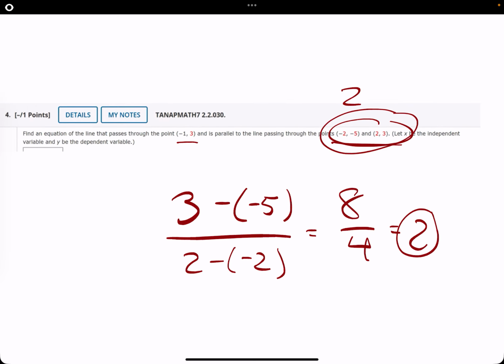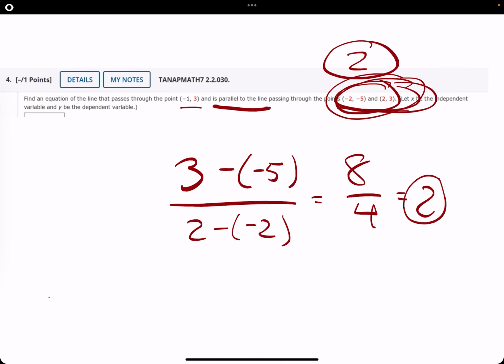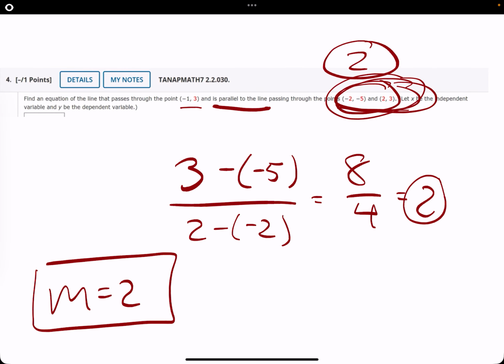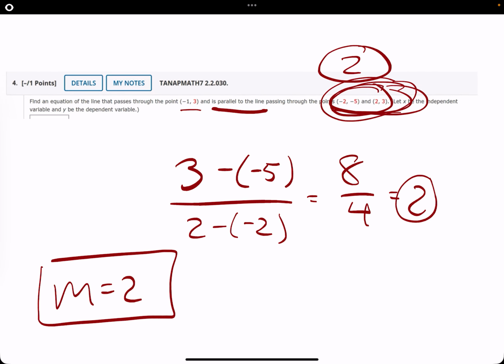The slope of the line we are trying to find the equation of should be parallel to the line that passes through these points, which means if the slope between these 2 points was 2, then the slope of our line will also be 2 because our line is parallel. So in this case, m equals 2. M equals 2 is the slope of the line we're trying to come up with that passes through this point, -1, 3.